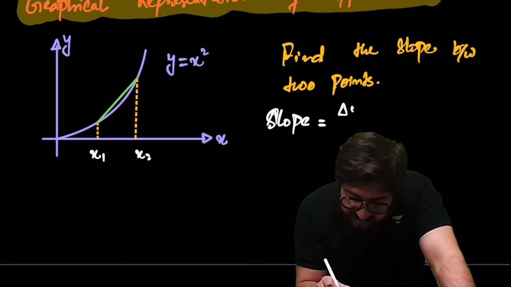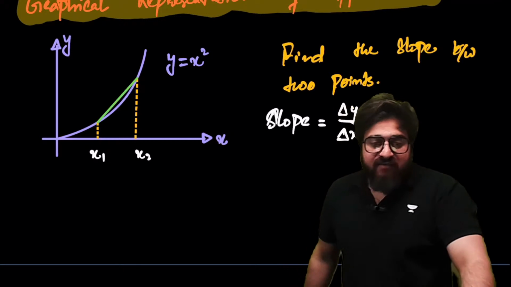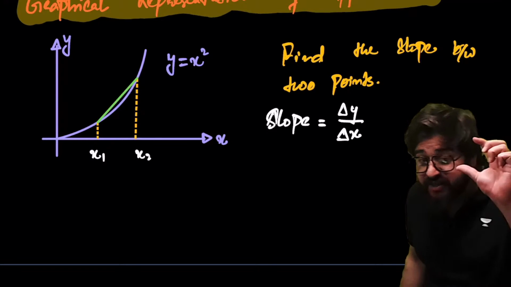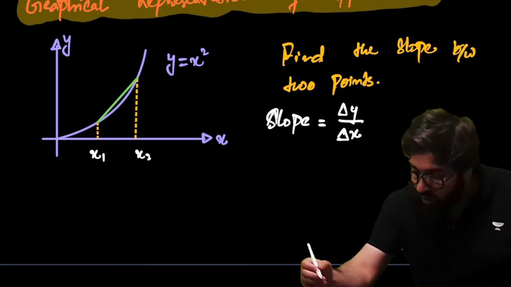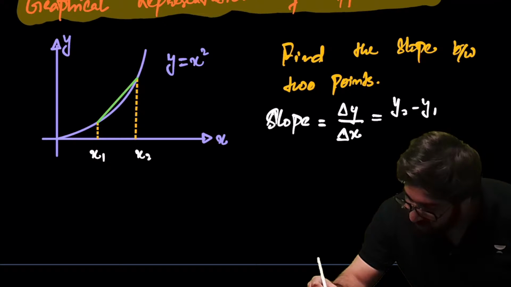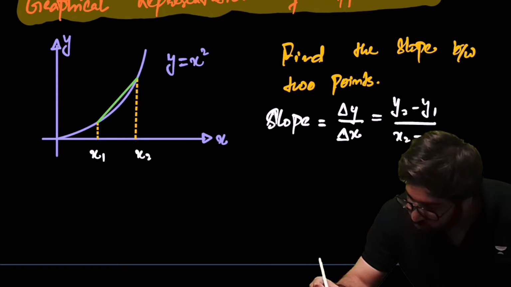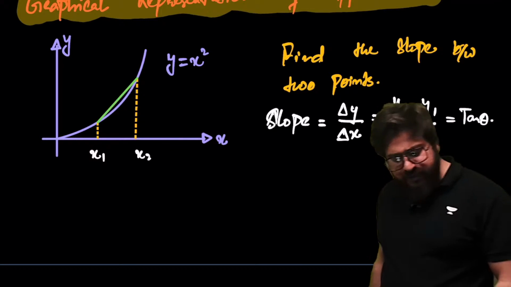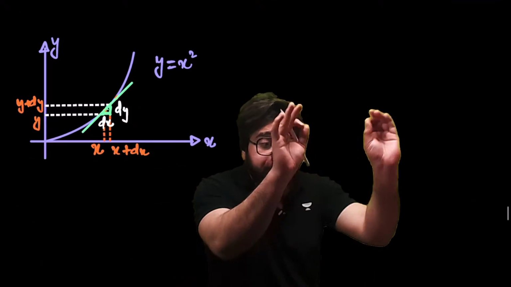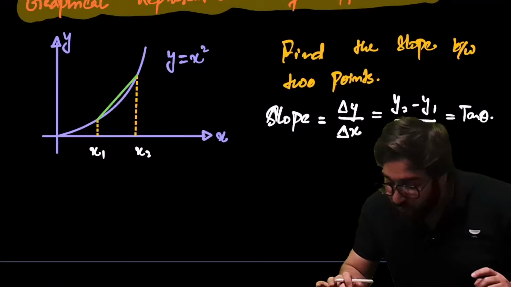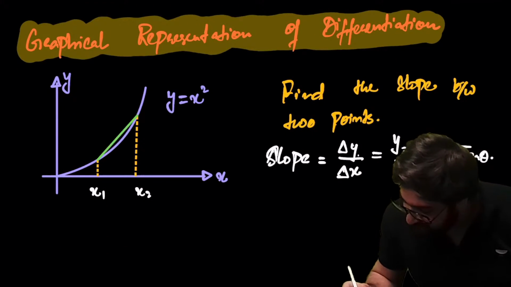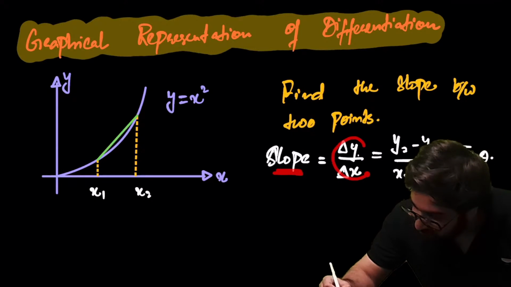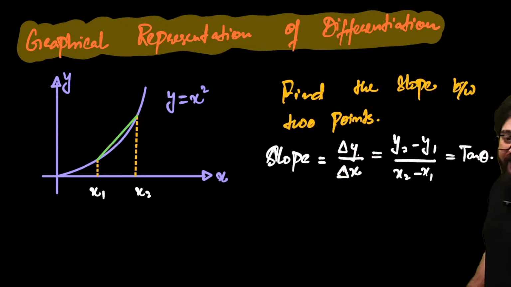What is that? That is delta y divided by delta x. We know slope is nothing but delta y divided by delta x. Between the 2 points, we have studied this. Or you say it is y2 minus y1 divided by x2 minus x1. Or you call it tan theta, one and the same. Now, what is this delta y by delta x? This is rate of change of y with respect to x. Either you call it slope, or the rate of change, or delta y by delta x. One and the same.